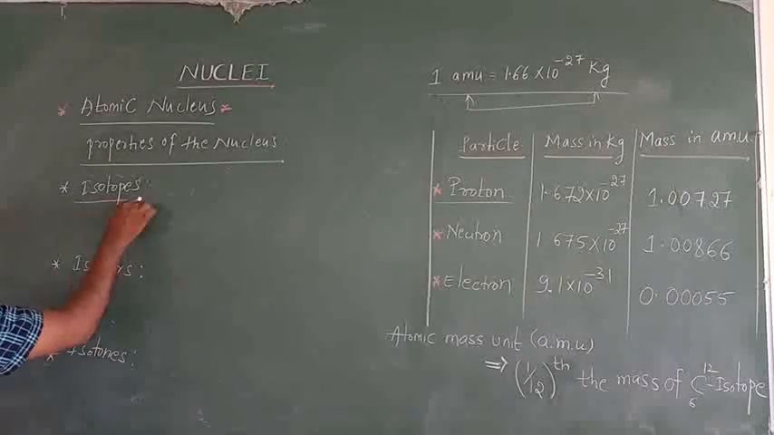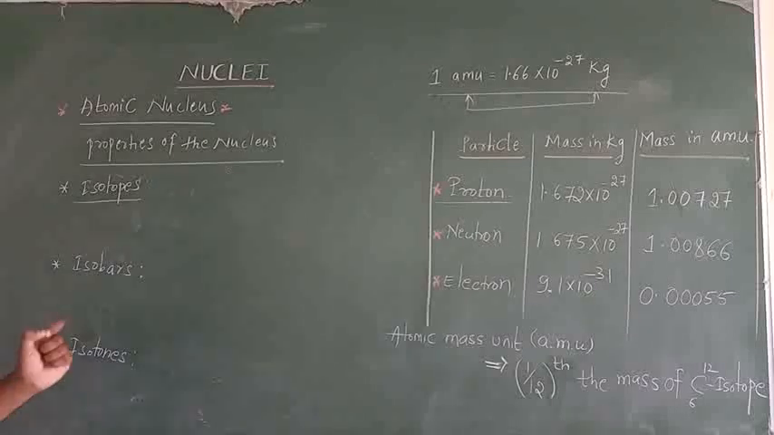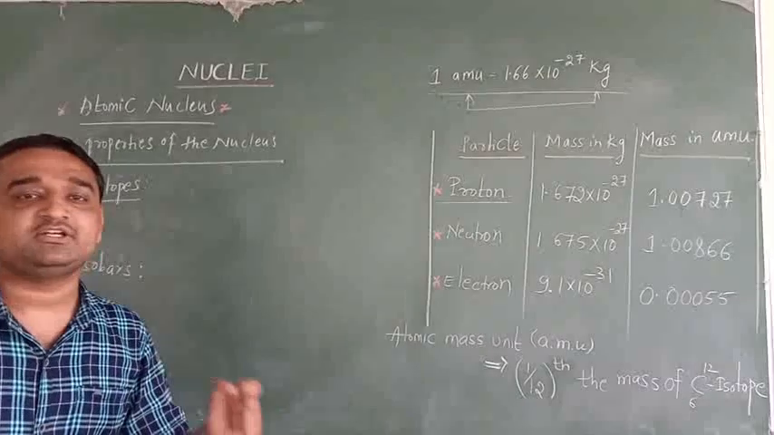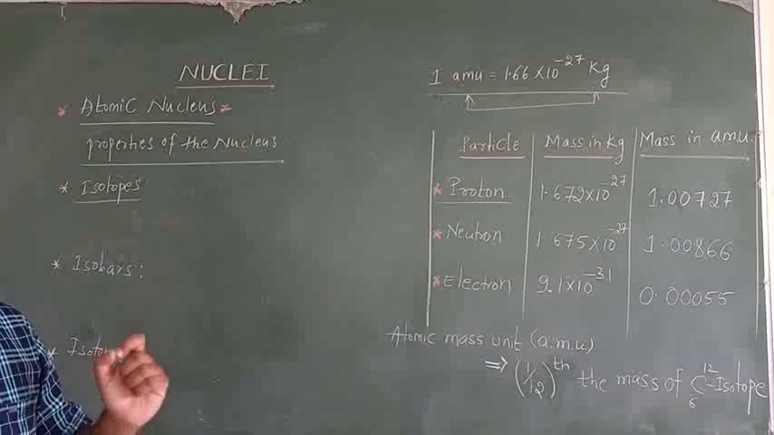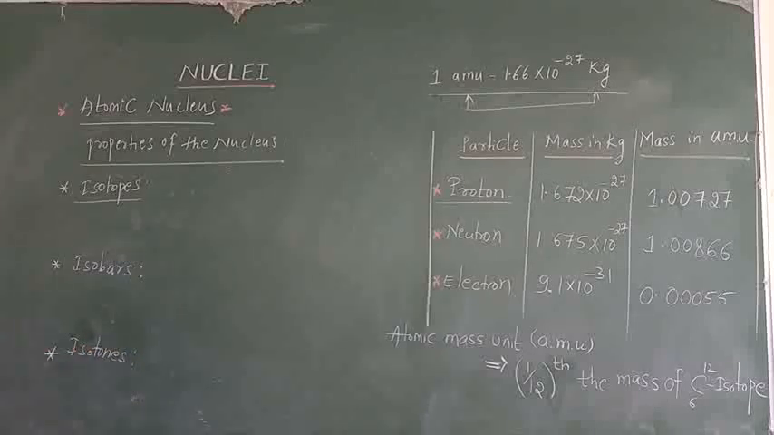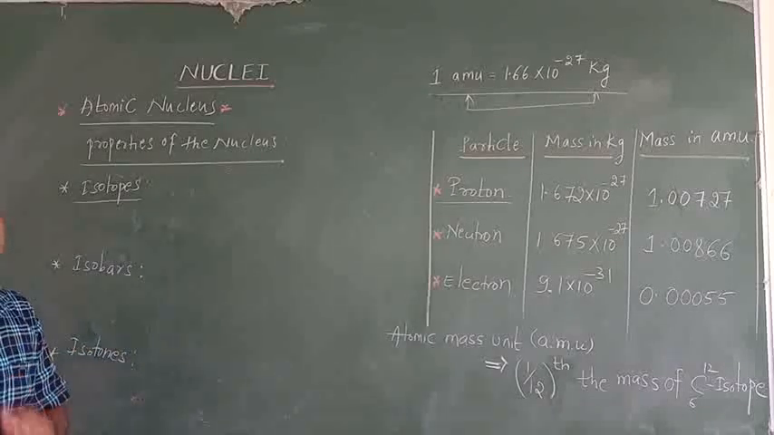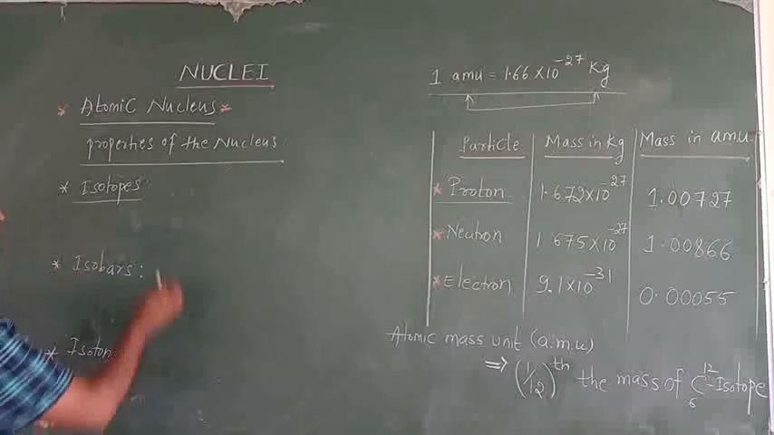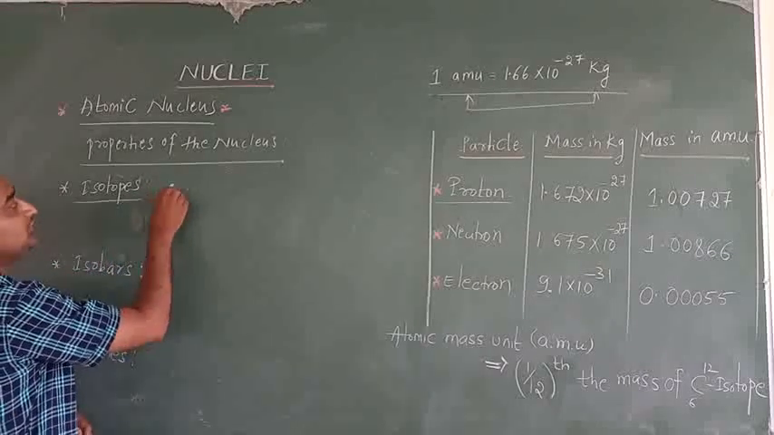Now what are isotopes? Isotopes means what? The nuclei with the same atomic number but different mass number. Those are called what? The isotopes.